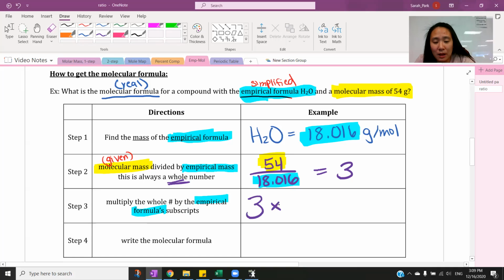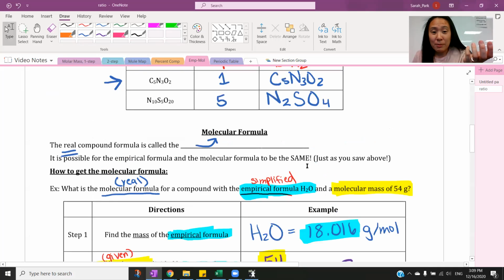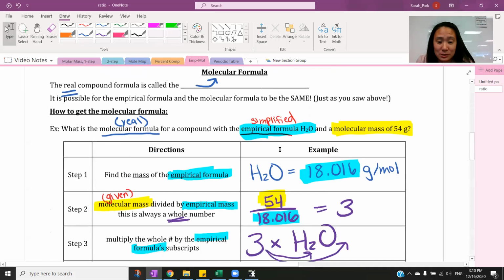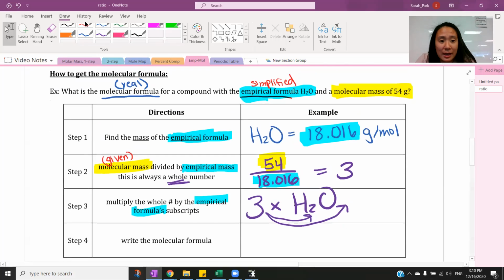It says to multiply by our empirical formula. So it's saying every subscript needs to be multiplied by that 3 to get our molecular formula. Remember, what did we do here? We divided to get to empirical. So now you're going backwards. So you multiply to get to molecular. So here, the answer then becomes what? 3 times 2 is 6. And then 3 times 1 is 3. So this is our molecular formula, H6O3.